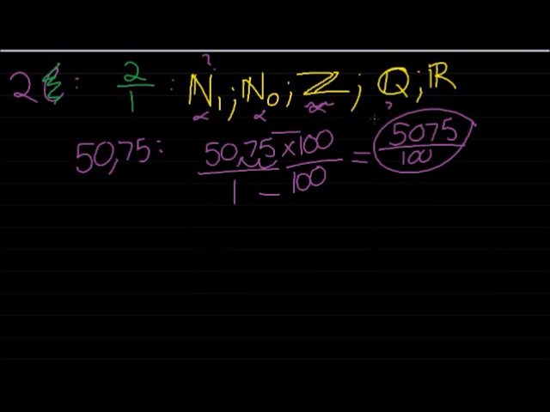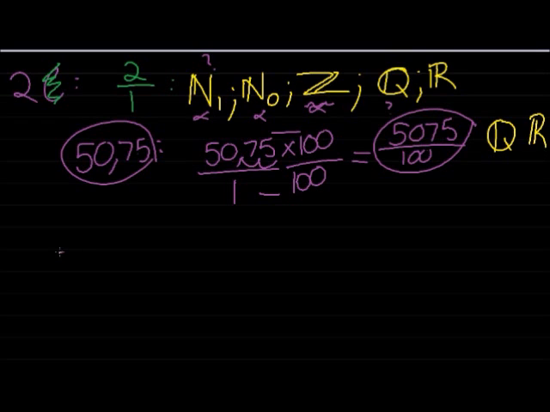So we were able to write this as a fraction of 2 integers, which means it definitely is a rational number, which also means it has to be a real number. All numbers that you encounter in the real world are real numbers. So that was another number we found.